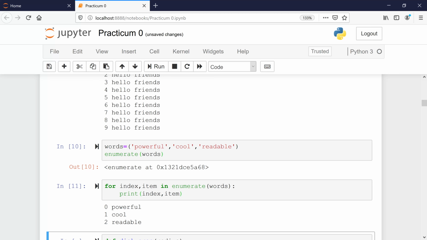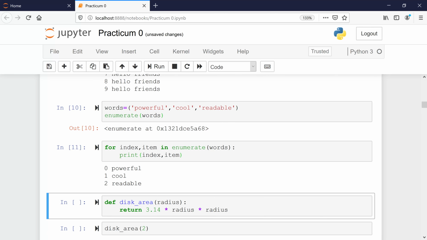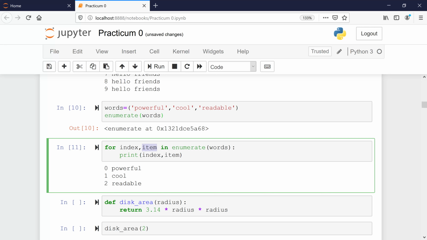So at each step, the index starts from 0, so it's 0, 1, incremented by 1 each time, and the item actually is the word. So the item is the word. Okay, so 0 powerful, 1 cool, 2 readable.